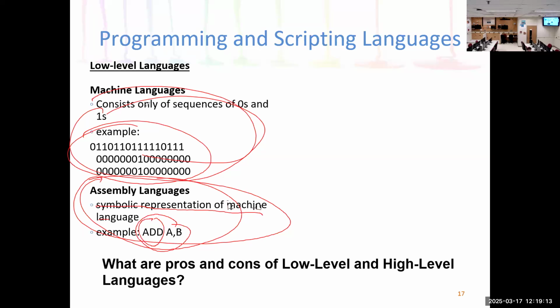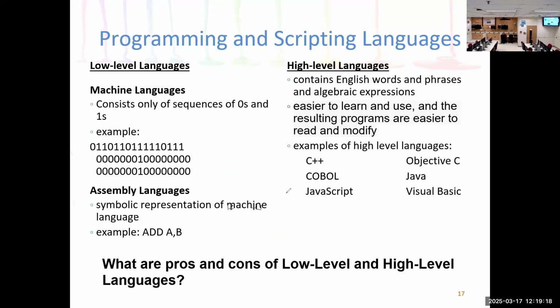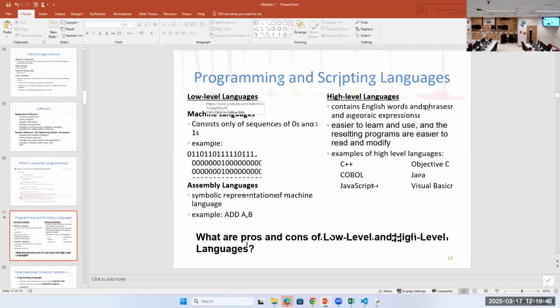So they came up with the idea of the high-level language. So what is a high-level language? A high-level language contains English words and phrases and algebraic expressions, and it is easier for you to learn and use. The resulting programs are easier to read and modify. And nowadays you have a lot of high-level languages, like Python or C or C++. So to help you understand low-level and high-level, I have a video here. It's very straightforward.